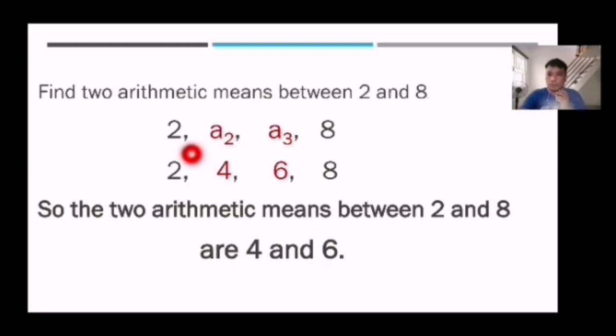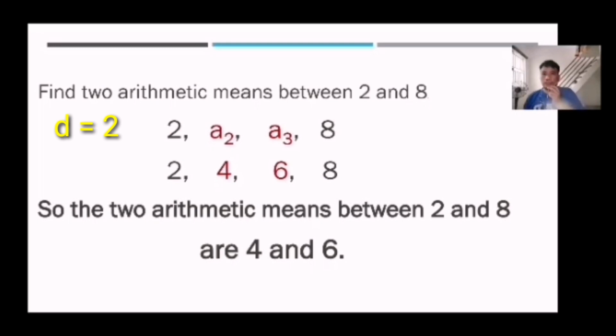Okay, so we have the first term is 2. We all know that the common difference is 2. We add that fixed number to 2, that becomes 4. We add again 2 to 4, that becomes 6. We add 2 to 6, that becomes 8. So it satisfies the sequence. So meaning, the two arithmetic means between 2 and 8 are 4 and 6.